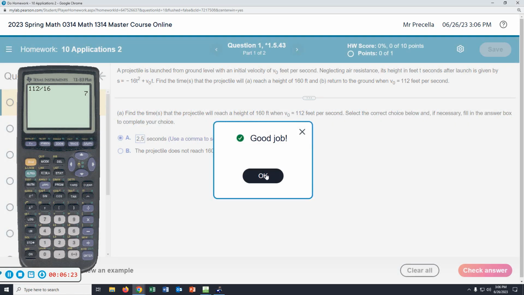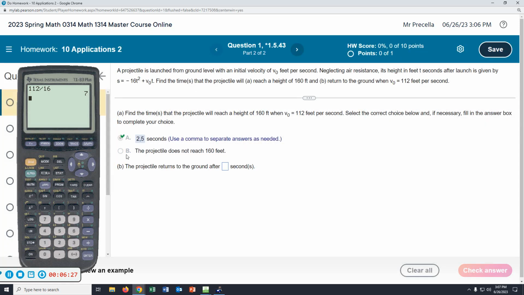Now notice there was that option, the projectile doesn't reach 160 feet. Well, if you had gotten something like negative answers, it wouldn't make sense to have a negative length of time. So in that event, this real projectile, there's no way it would get 1 billion feet up in the air. Okay, so it's possible not to have an answer.